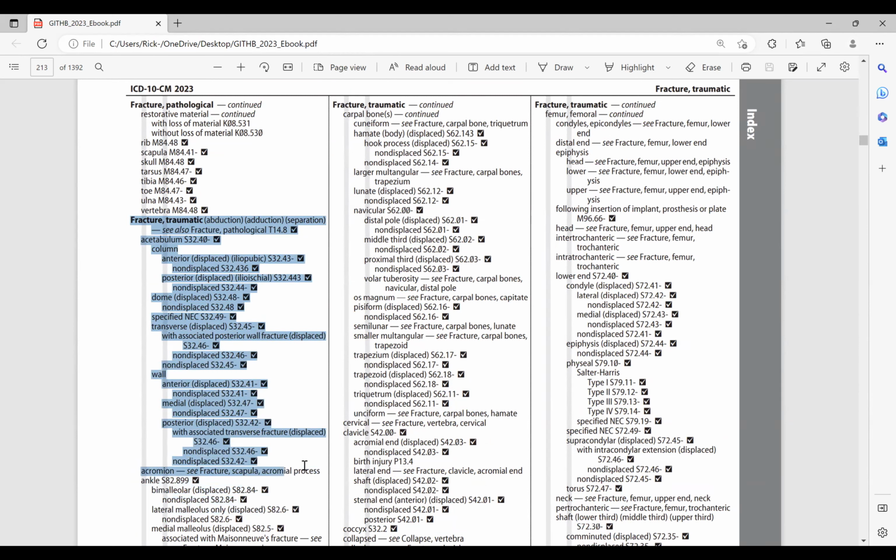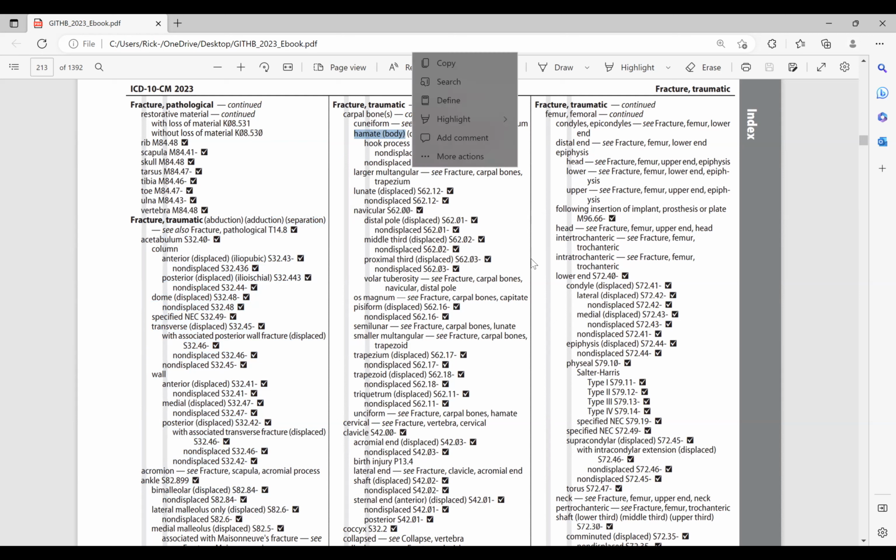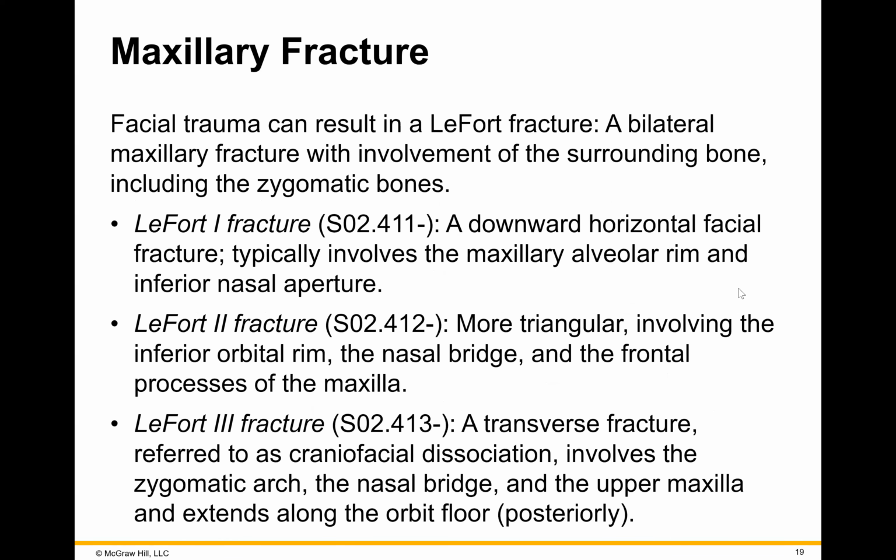And the bones are described at a very specific level, as you can see here: acetabulum, acromion, trapezium, hamate bone. So if you're not familiar with what these things are, this is when you need to consult a medical dictionary. And again, you can see here, maxillary fracture, fracture, maxillary, right? And these can also be Lefort fractures.